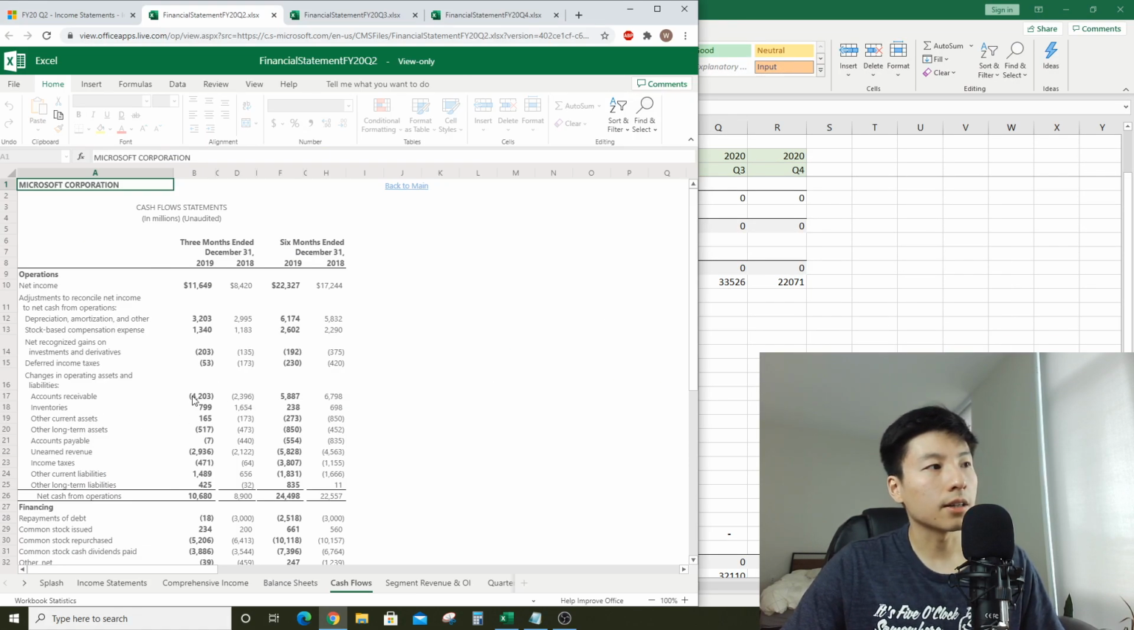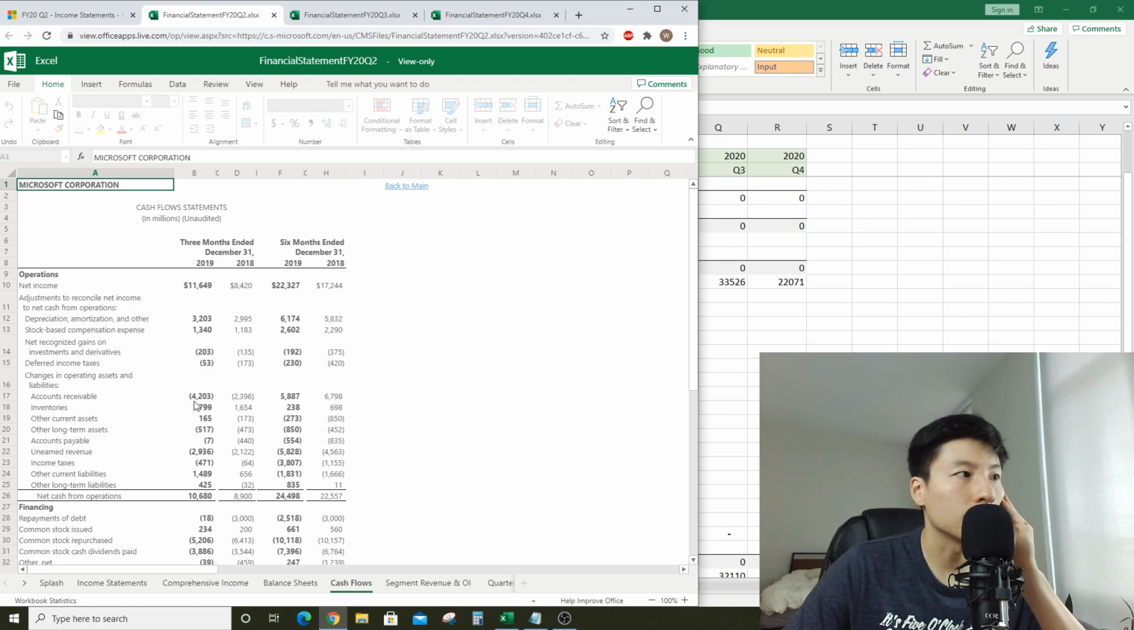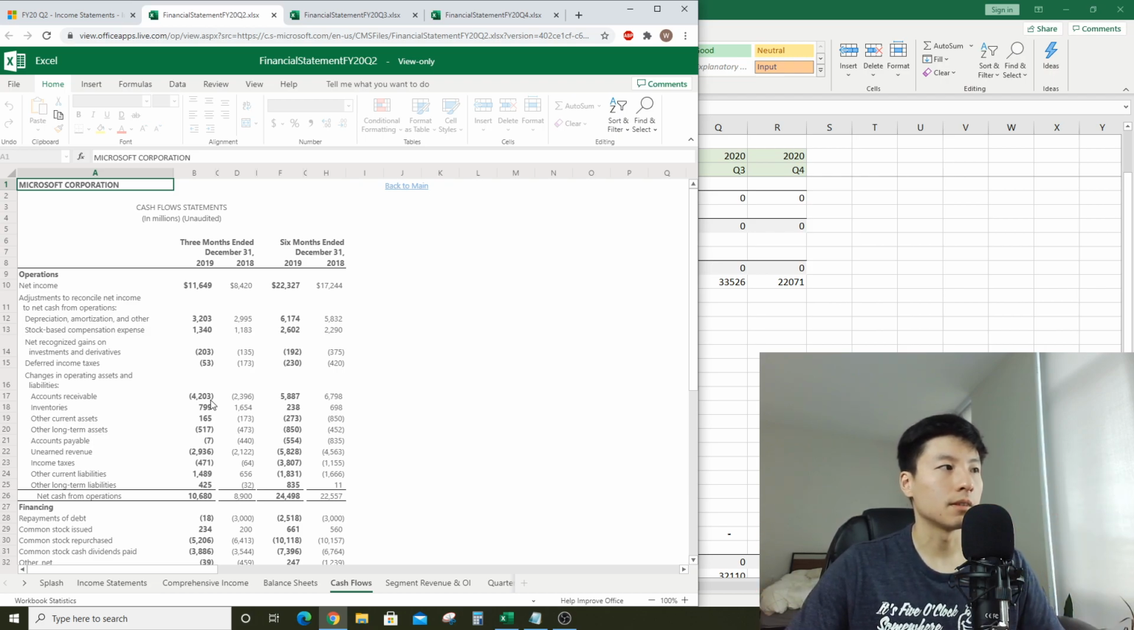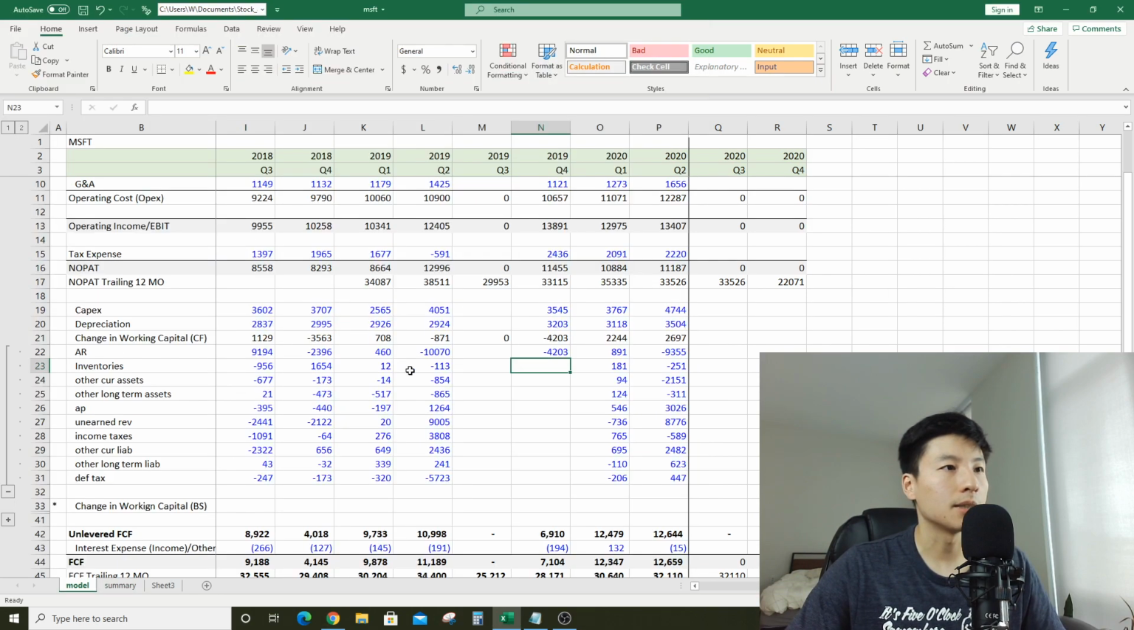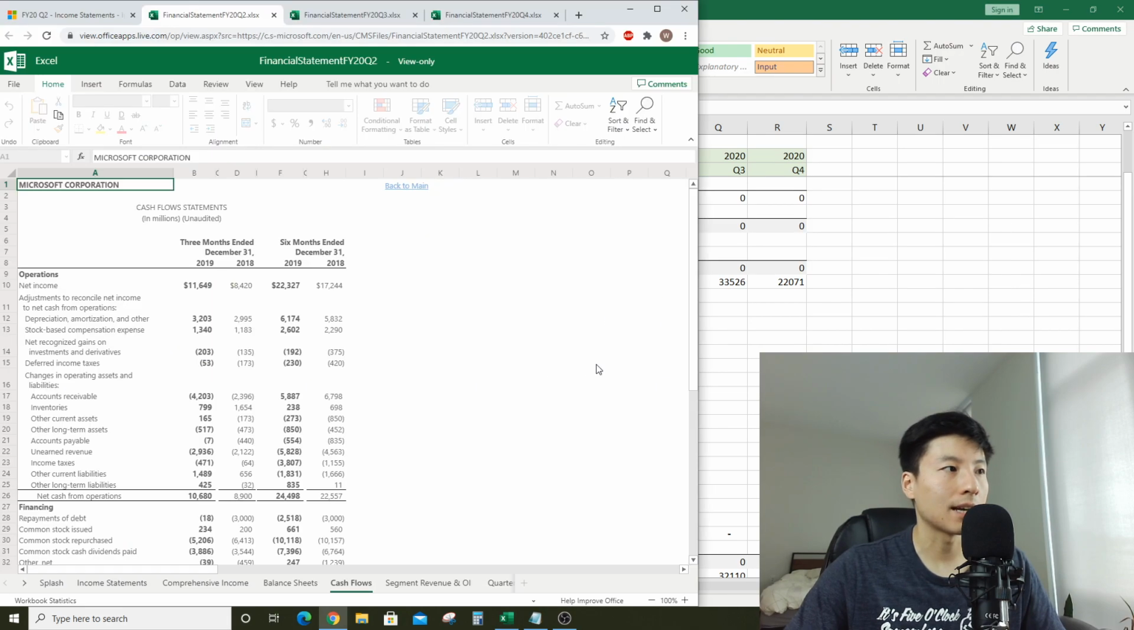Okay, notice that their AR was hugely negative. What that means is they made a bunch of sales, but the customer hasn't paid them yet. So they have a huge balance in money that they're supposed to get later on, which is called accounts receivable. So the accounts receivable went up a lot. That means they made the sale, but they haven't gotten paid, but they've recorded it as revenue and profits.